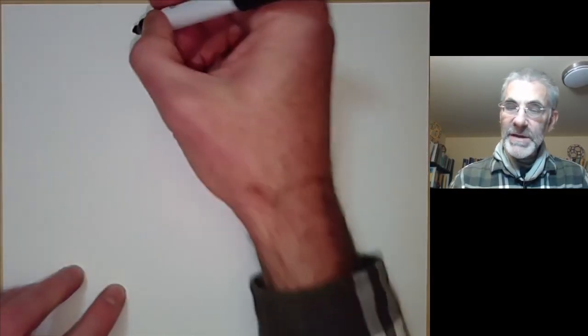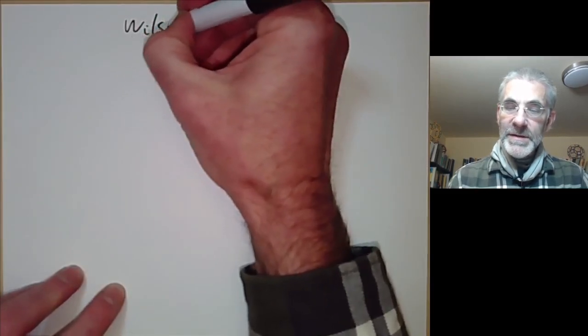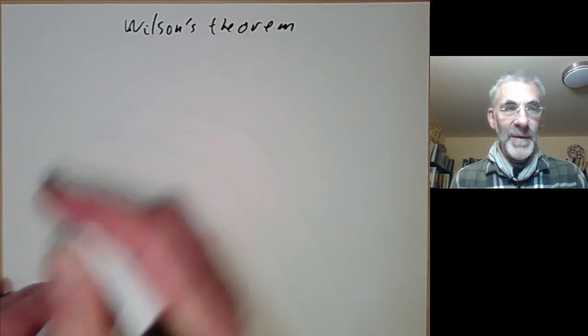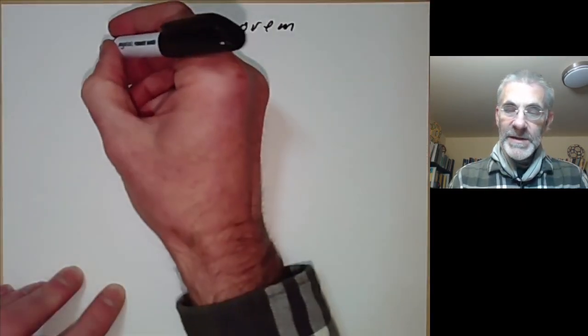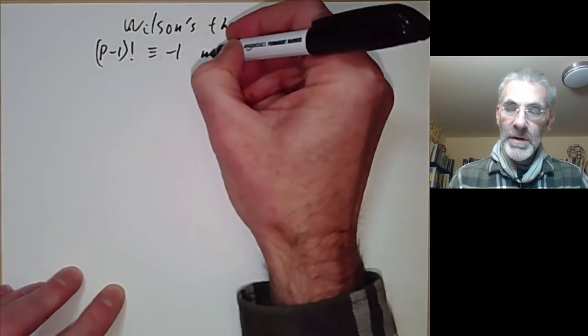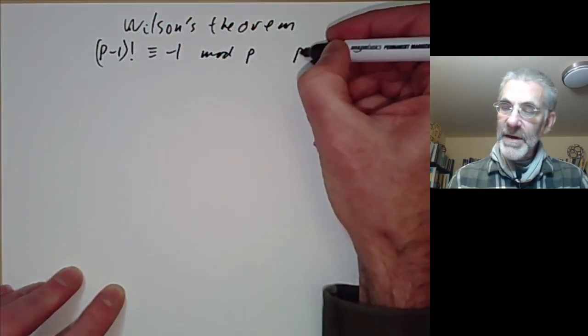This lecture is part of an online course on the theory of numbers and will be about Wilson's theorem. So I'll start off by stating Wilson's theorem. It just says that (p minus 1) factorial is congruent to minus 1 modulo p whenever p is prime.